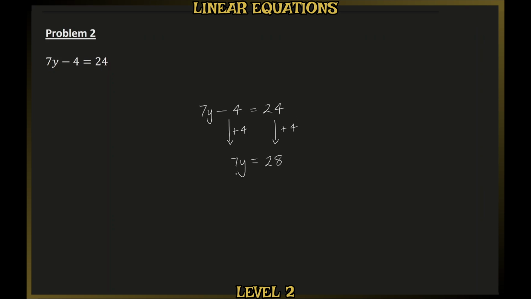To remove the times 7 on the left hand side, we use its inverse, which is divide by 7, and again, do the same to the right. The times 7 and the divide by 7 on the left cancel out, leaving us with y, and 28 divided by 7 is 4. So our final answer for problem 2 is y equals 4.